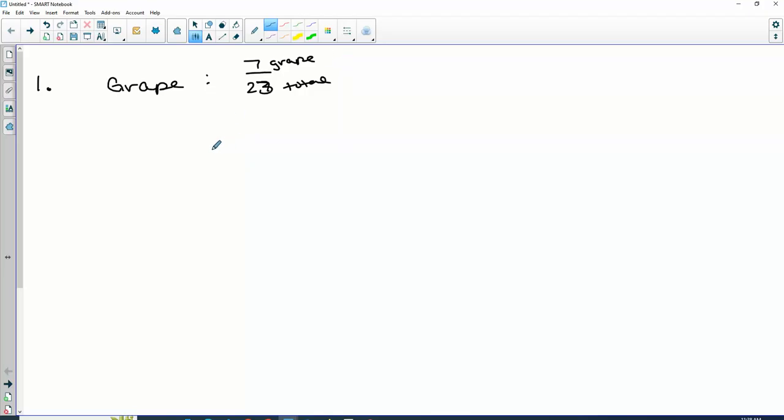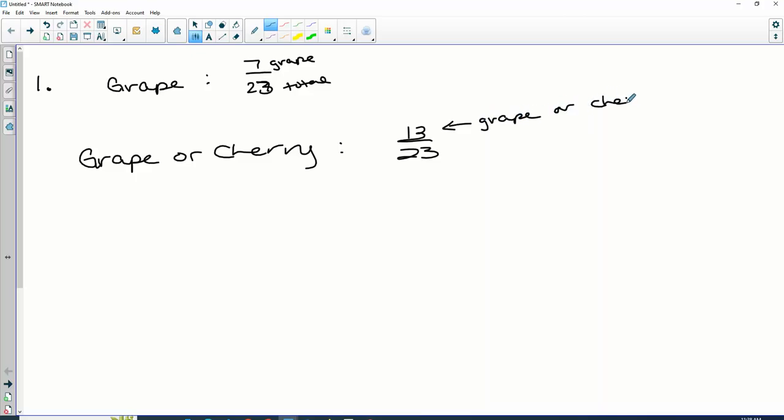The probability that he selects a grape or a cherry is 13 out of 23. That means in this jar there are 13 jelly beans that are either grape or cherry. Can it be both? No, it's one flavor or the other. So we want the probability that we select a cherry jelly bean. We know there are 23 jelly beans. 7 of them are grape and 13 are grape or cherry.